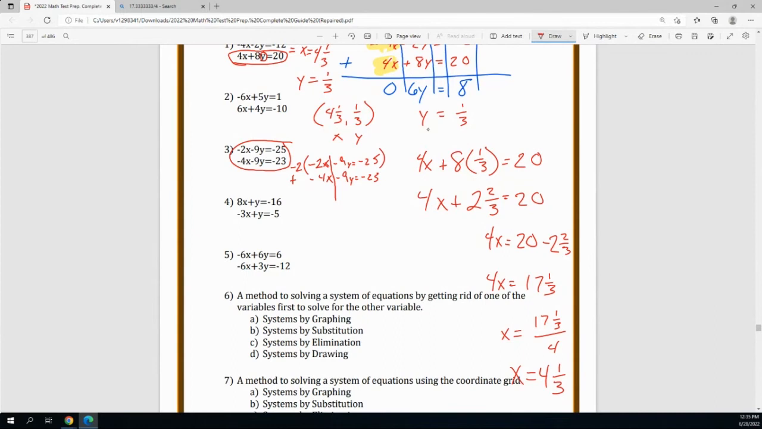Now, it's getting a little messy here, but I'm going to try to distribute this -2 across. So -2 times -2x is a +4x. -2 times -9 is a +18y. -2 times -25 is a +50. So can you see how I've changed it? I've changed it to 4x plus 18y equals 50.